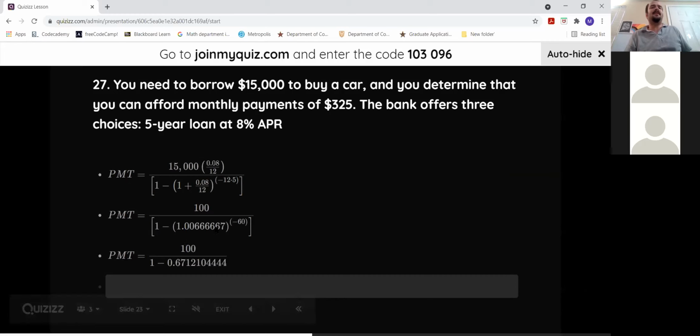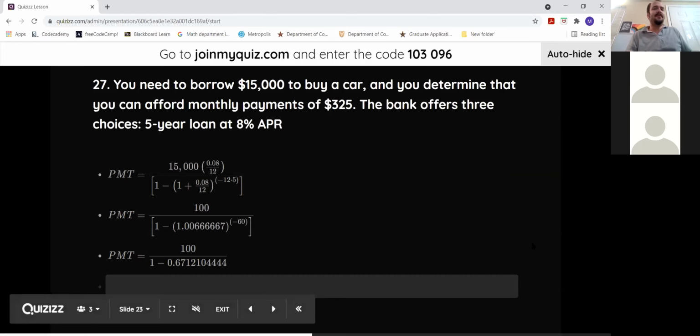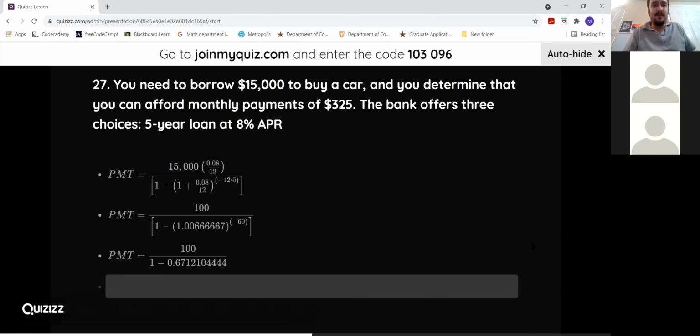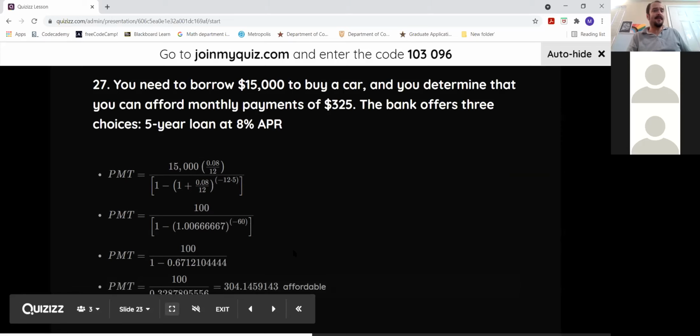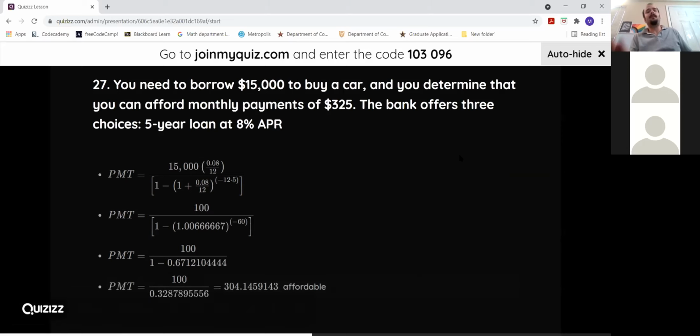And so I'm doing my exponents next, which gives me this number. Then when I subtract that from 1, I'm dividing and then dividing it by 100. That gives me 304, 303, somewhere in that ballpark. And this one, we can afford 325. So this one is actually affordable according to their problem, according to their budget.